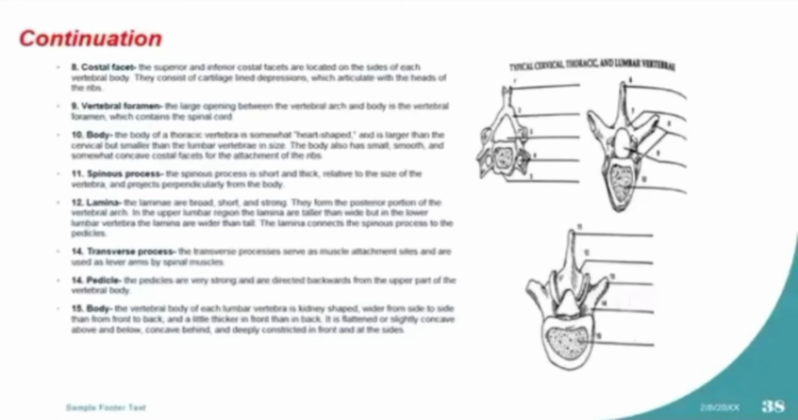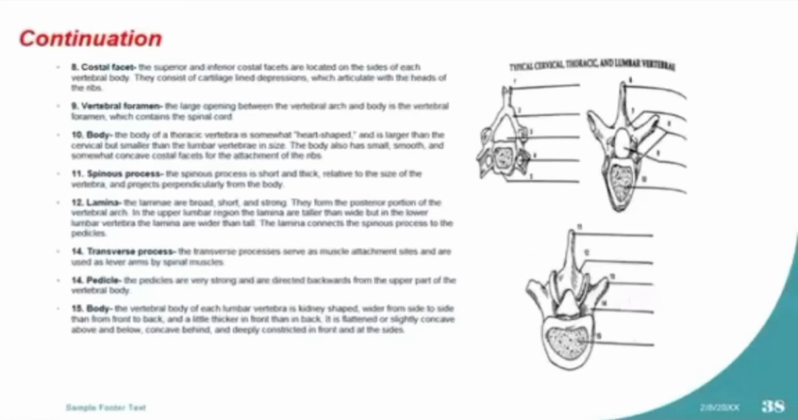So number 10 is your body. The body of a thoracic vertebra is somewhat heart-shaped and is larger than the cervical but smaller than the lumbar vertebrae in size. The body also has small, smooth, and somewhat concave costal facets for the attachment of the ribs. So the next part is your lumbar vertebrae.